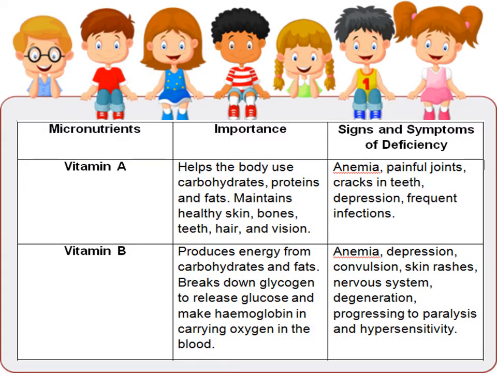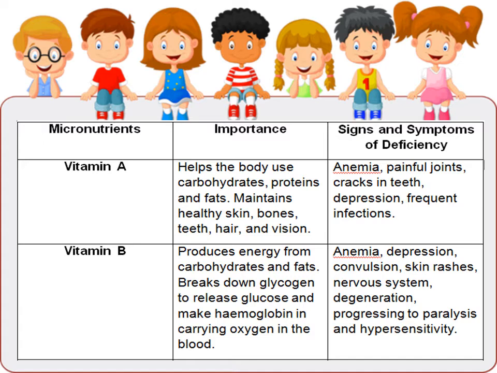So, micronutrients. First, we have vitamin A. So what is the importance of vitamin A? It helps the body use carbohydrates, proteins, and fats and maintains healthy skin, bones, teeth, hair, and vision. So, signs and symptoms of deficiency: anemia, painful joints, cracks in teeth, depression, frequent infections.